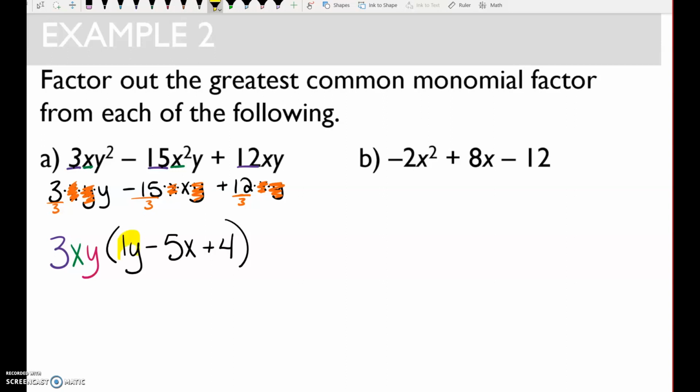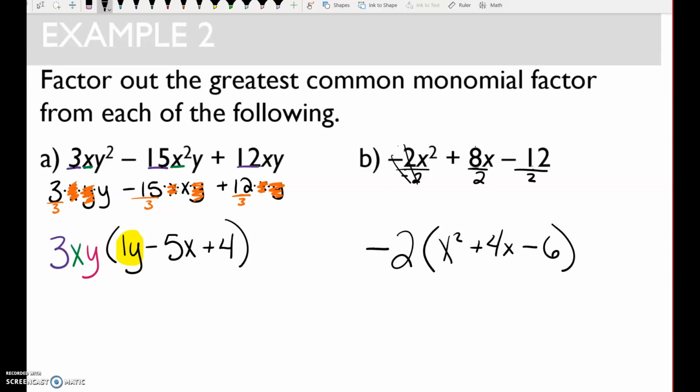All right, negative 2x squared. It's really best if this first term in the parentheses is positive. So anytime you have a negative in the first term, you want to factor out a negative. So they have a negative something in common. 2, 8, and 12, we can definitely divide those all by 2. And this first one has an x squared. The second one has an x, but this last term doesn't have an x, so we can't factor an x out. Negative 2x squared divided by negative 2 will just be x squared. 8x divided by 2 is 4x, and negative 12 divided by 2 is negative 6.